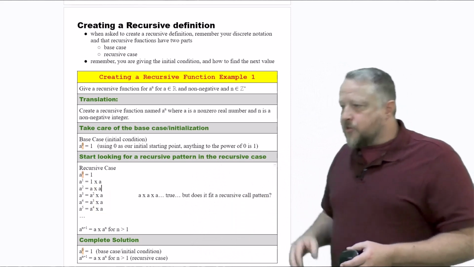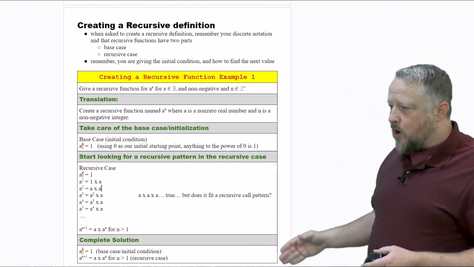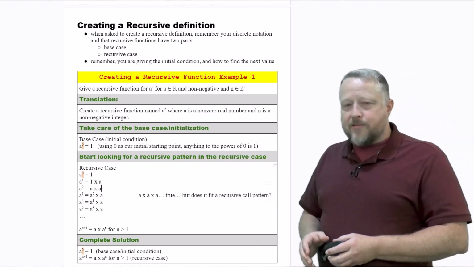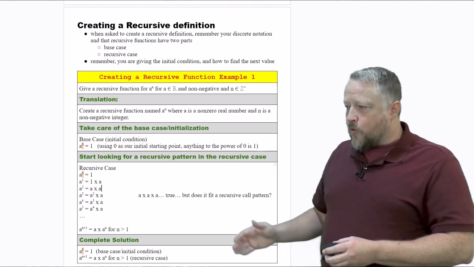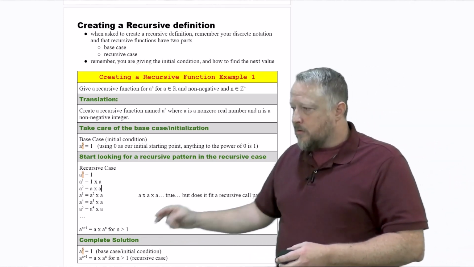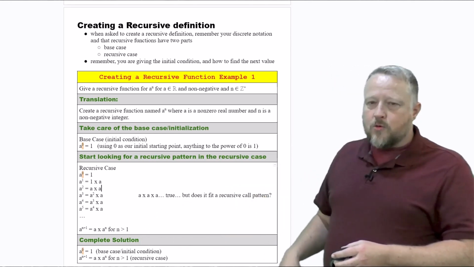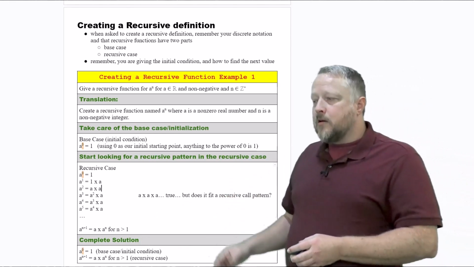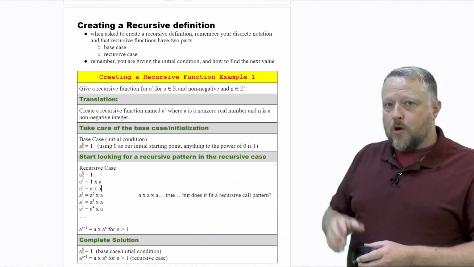So our complete solution for this is our base case, a to the 0 equals 1, and then for anything that's greater than 1, where n is the exponent, we're going to go ahead and do our a to the n plus 1 equals a times a to the n. That's our recursive portion of it in order to be able to do this. So that's part 1.